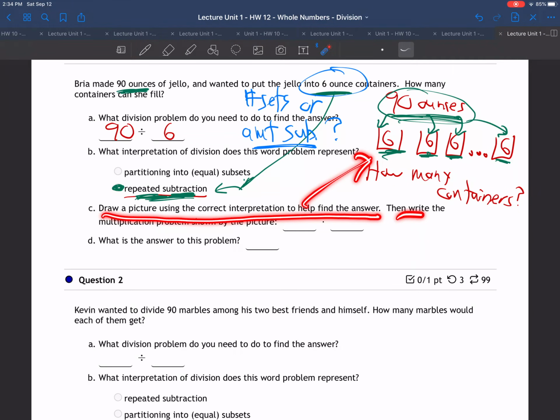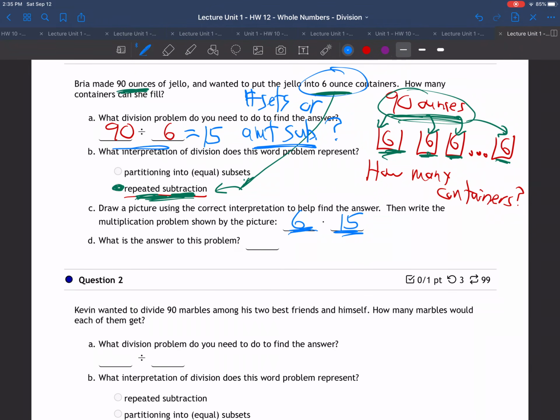I did. Then write the multiplication. Like what multiplication problem are we really seeing here? What's the answer? If you do this on your calculator, and that's fine, you can use your calculator for homework, tests, everything, you get a 15, right? 90 divided by 6 is 15. So that means what times what is really being shown here? Well, it's really 6 times 15, right? A division problem implies a multiplication problem backwards, doesn't it?